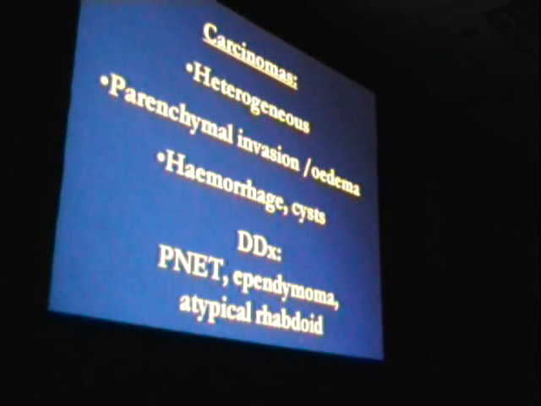They typically have parenchymal invasion and set up an edematous parenchyma. They have large cysts and large foci of hemorrhage, and they look like dirty, aggressive tumors invading the brain parenchyma and the ventricular system, with a lot of hemorrhage. The differential diagnosis also includes primitive neuroectodermal tumor, ependymomas, and atypical teratoid rhabdoid tumors.